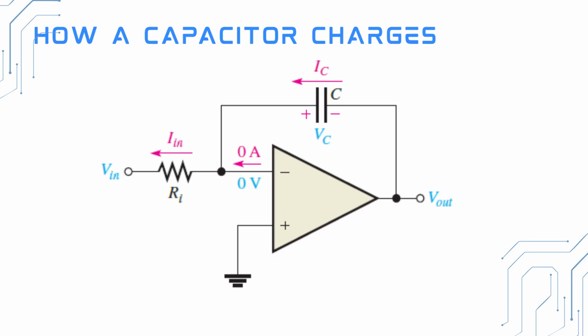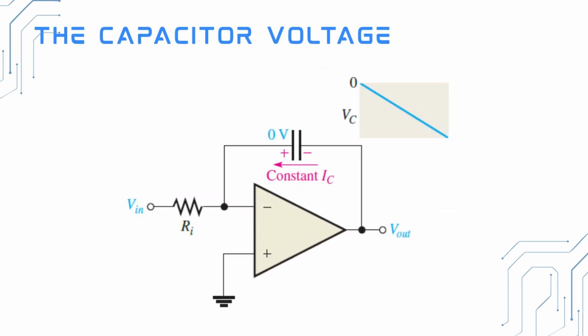Because of the very high input impedance sa ating op-amp, there is a negligible current from the inverting input. All of the input current is through the capacitor. So, yung atin pong magiging current sa capacitor ay equal din sa ating current sa input. Since I sub in or yung input current po natin ay constant, so is I sub C. So, the constant I sub C charges the capacitor linearly and produces a linear voltage across dun sa ating capacitor.